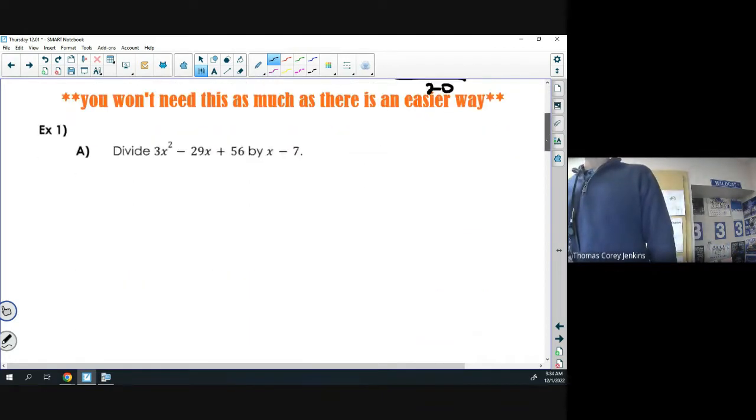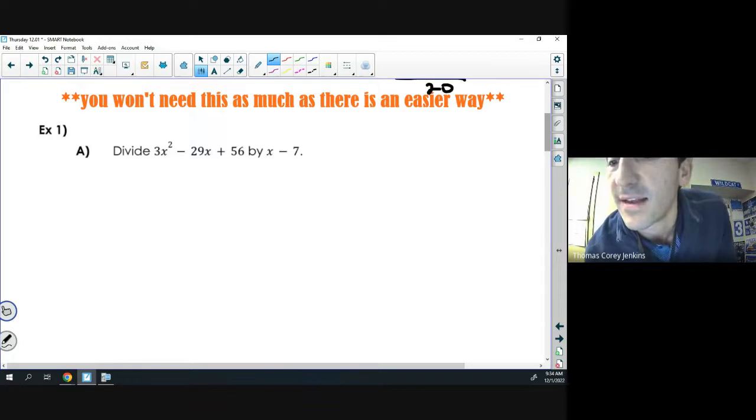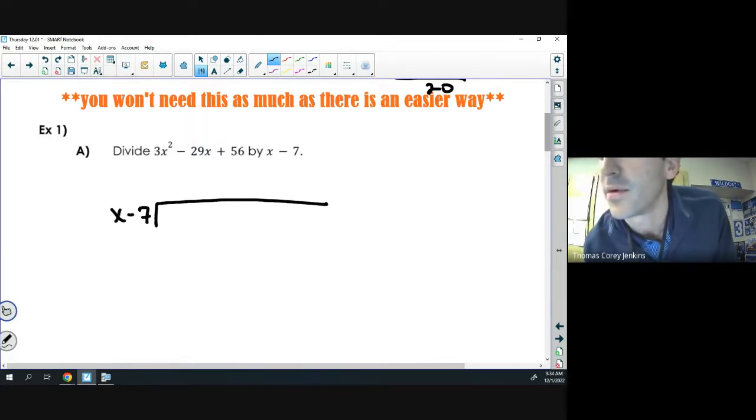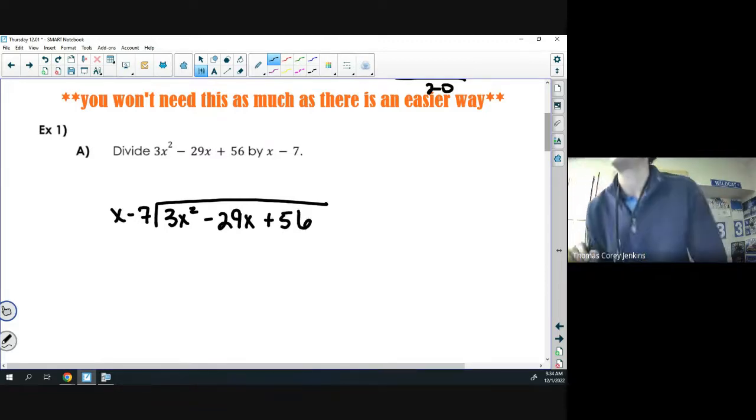Okay, so one key thing when we're working through this first example, this is going to be the only one I show probably all year, unless you specifically ask for it, by long division. We're going to learn to do this another way called synthetic division, but I will show you one by long division. Okay, so we write it out the same way. We'd write x minus 7 outside the little box there, and the polynomial we're dividing into underneath. So 3x squared minus 29x plus 56.